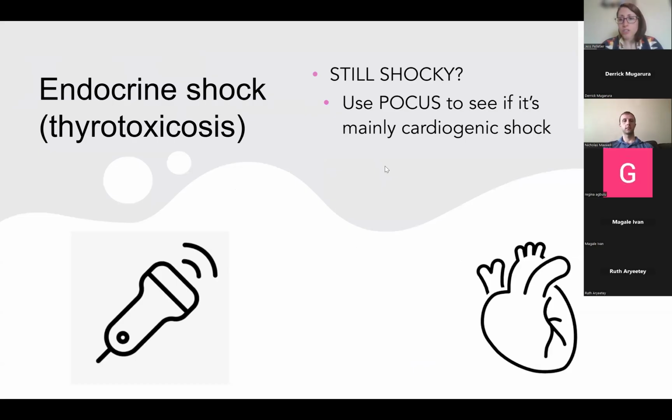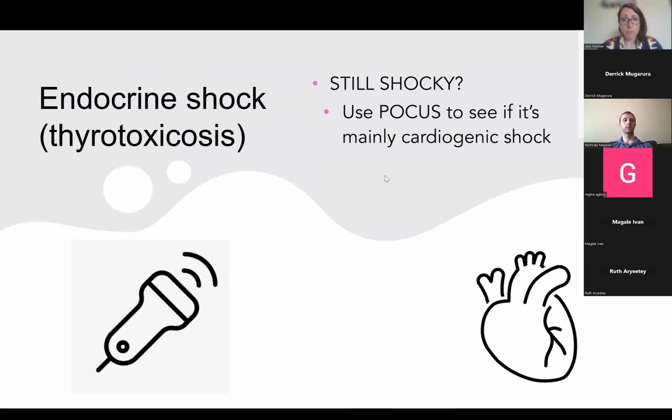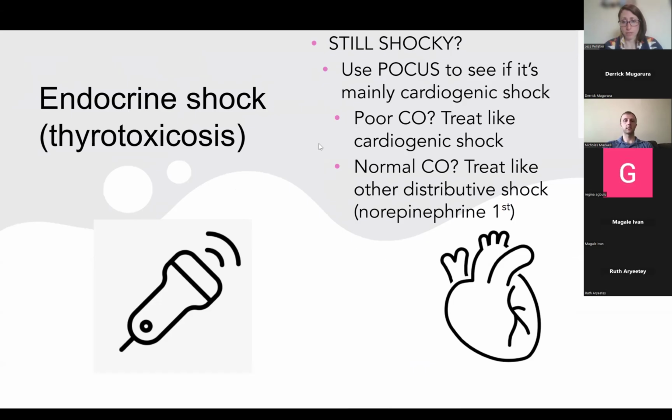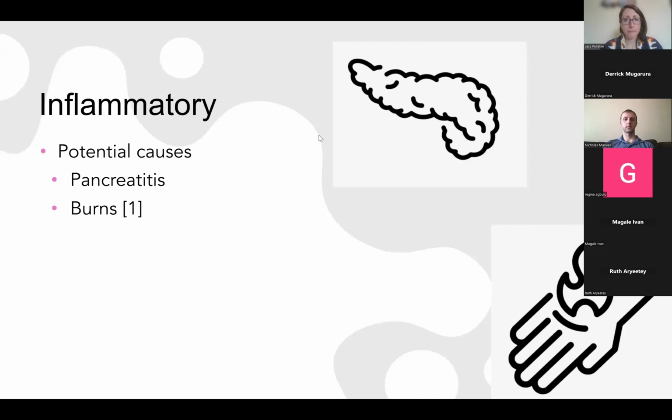Continuing with endocrine shock, just remember that being severely hyperthyroid can cause cardiac dysfunction. So if you have ultrasound available to you, you can also check to see if there's a cardiogenic shock component, because that may change what you want to order in terms of your vasopressors or inotropes. And if they have normal cardiac output, then we should treat these patients like other distributive shock patients. And again, usually noradrenaline is first line for that.